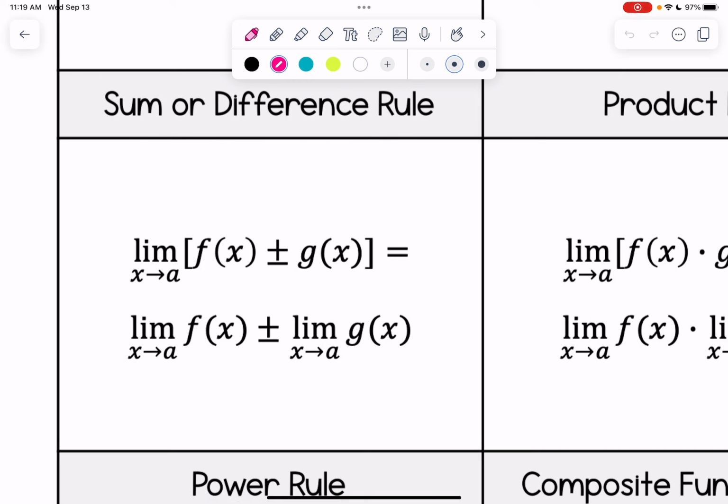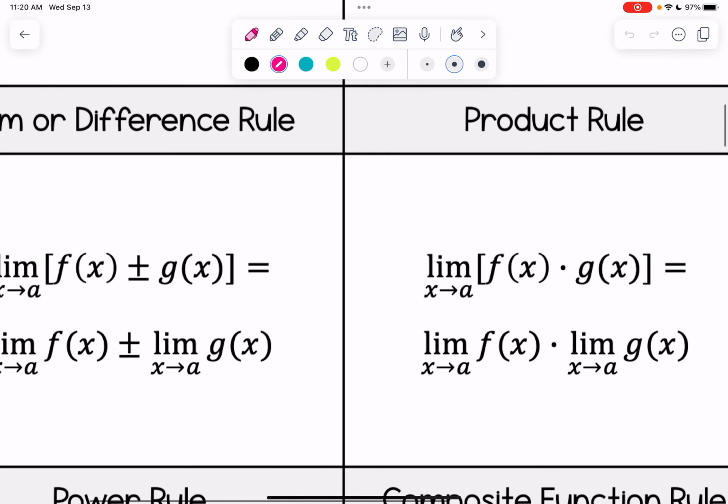The sum or difference rule. The limit as x approaches a of f of x plus or minus g of x, this could be for addition or subtraction, is equal to the limit as x approaches a of f of x plus or minus, whichever the problem has, the limit as x approaches a of g of x.